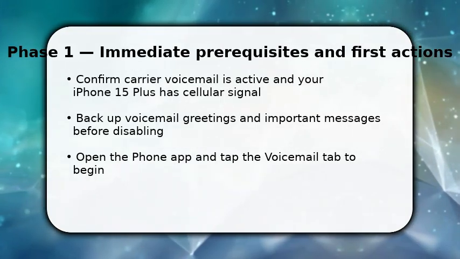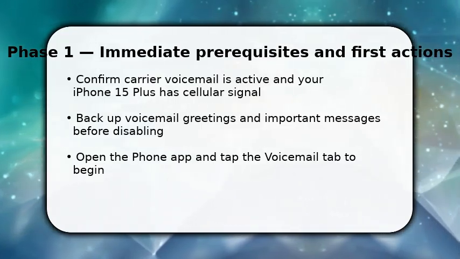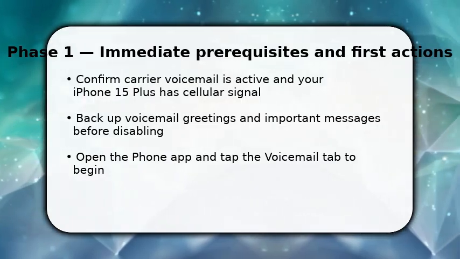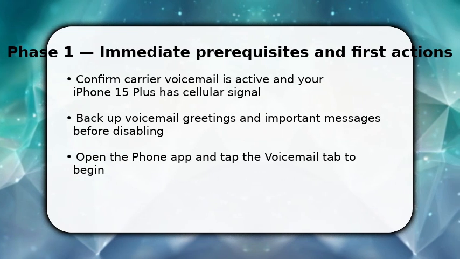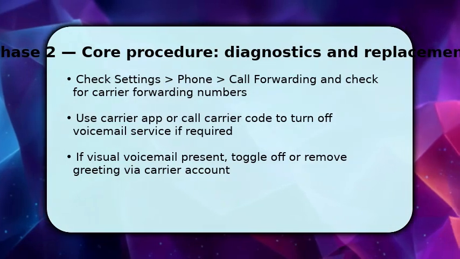Now open the phone app and tap the voicemail tab. This is where iOS shows your voicemail interface and any carrier links. From here, you'll either access iOS options or get directed to carrier voicemail settings to proceed. Next, you focus on how to turn it off.